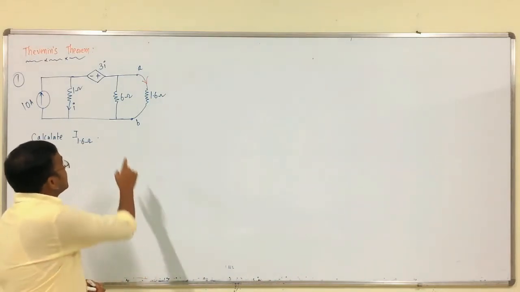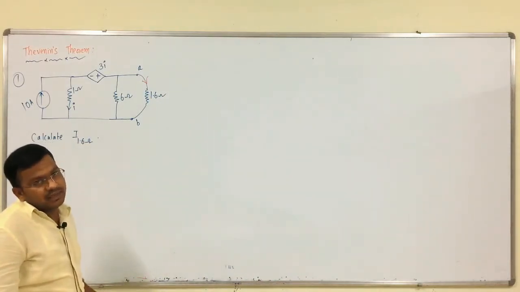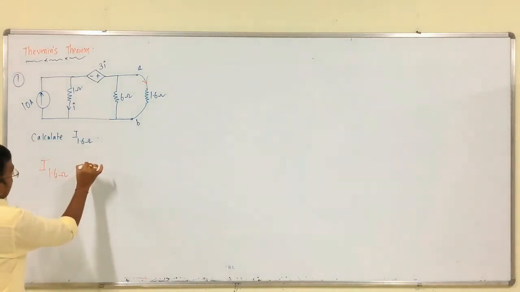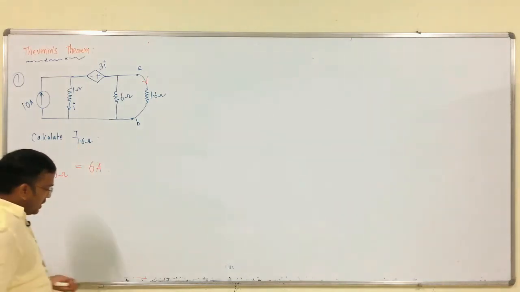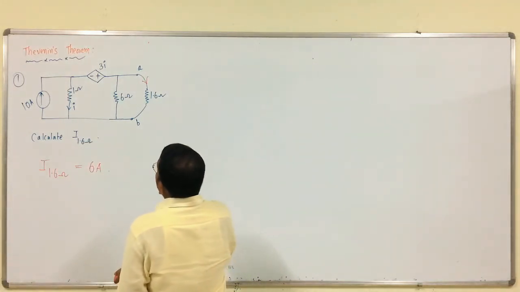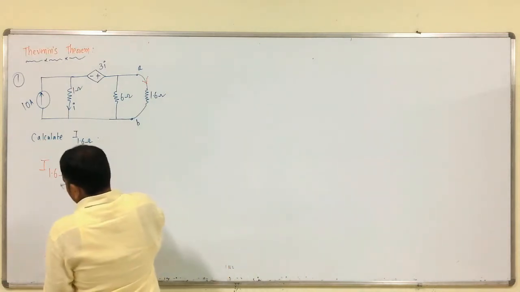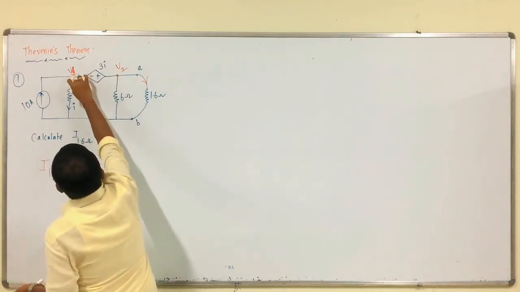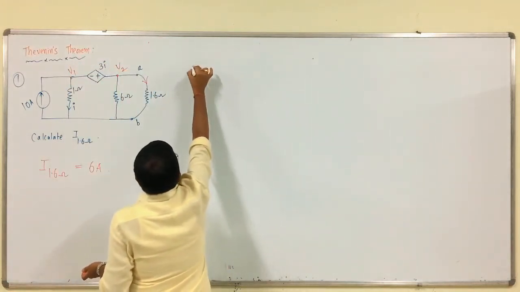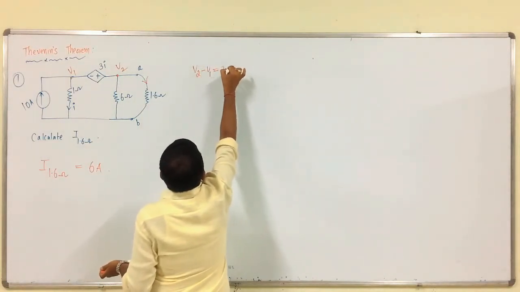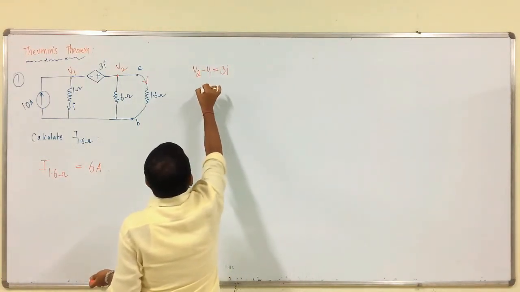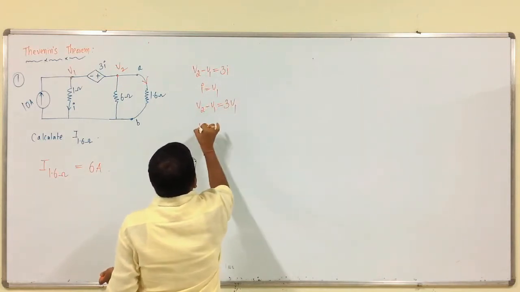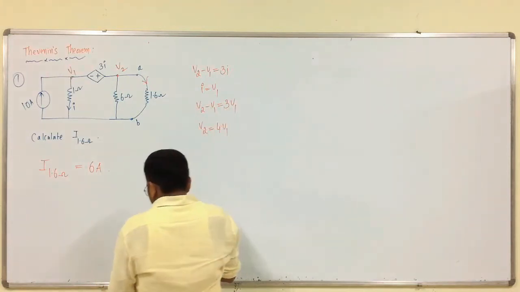Let us verify this circuit by using the conventional method. So, the current through this 1.6 ohm branch is nothing but 6 amperes, right. Let us verify this answer. This is V2, this is V1, this is node 1, node 2. So V2 minus V1 is nothing but 3I, and I is nothing but V1. So V2 minus V1 is nothing but 3V1. So V2 is nothing but 4V1, that is it, right.